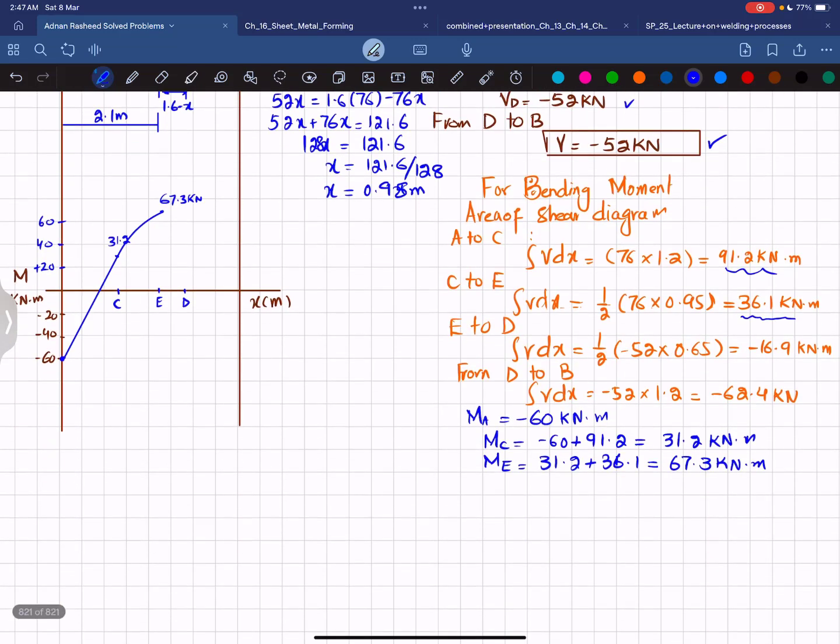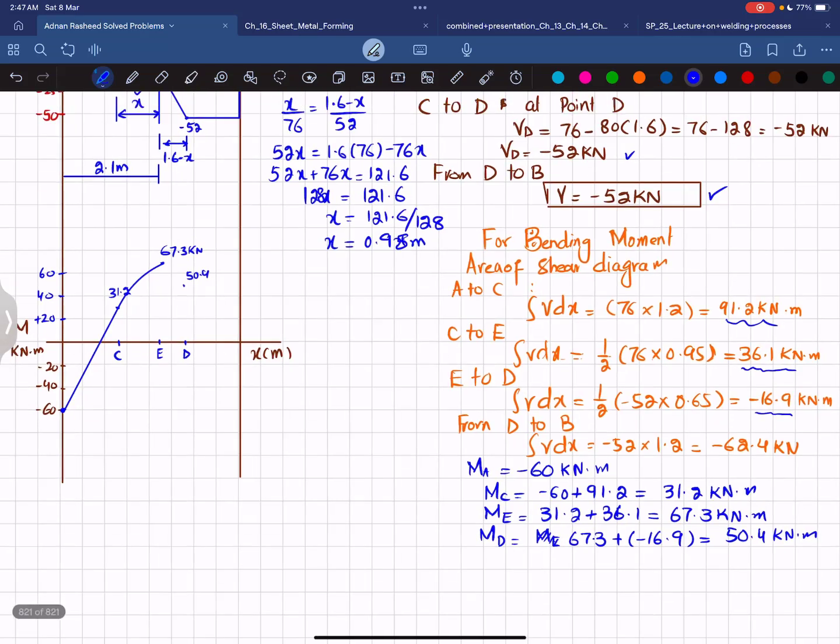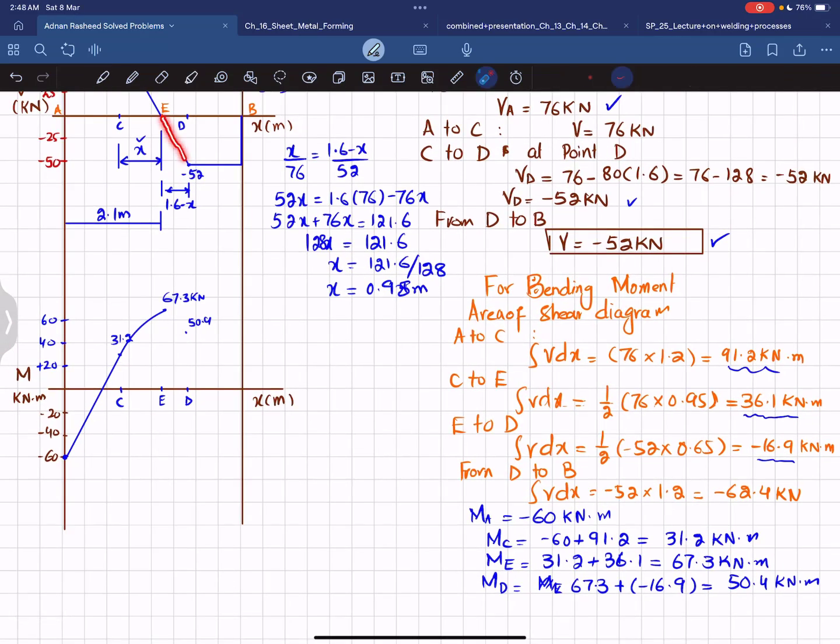Okay. Now the bending moment at point D will be equal to the bending moment at point E. Why at point E? Because you can see at point E, this is the bending moment. So I will write 67.3 plus the area under the shear force diagram from E to D, which is minus 16.9 kilonewton-meter, and that will give you 50.4 kilonewton-meter. So at point D, it is 50.4. So let's say 50.4 will be somewhere here at this point. Again, you can see that the shear force is a 1 degree straight line and the slope is decreasing. So the bending moment will be 1 degree higher, and it will be a curve in this form.